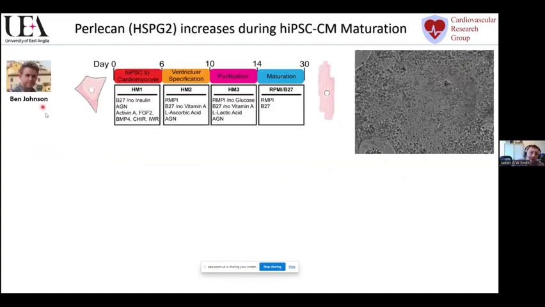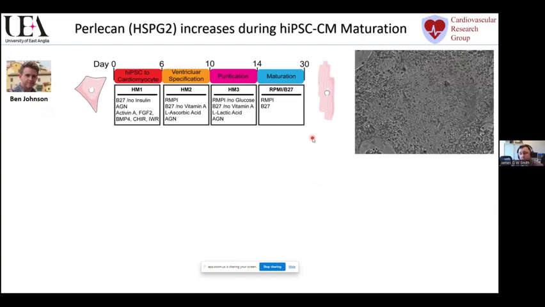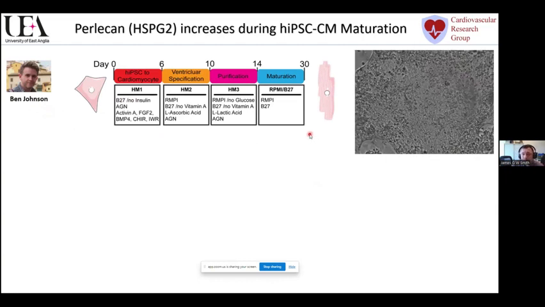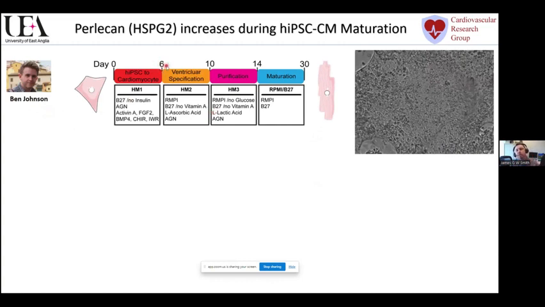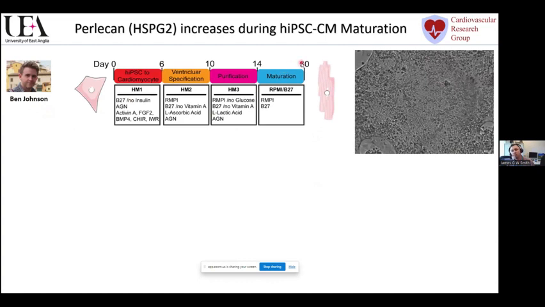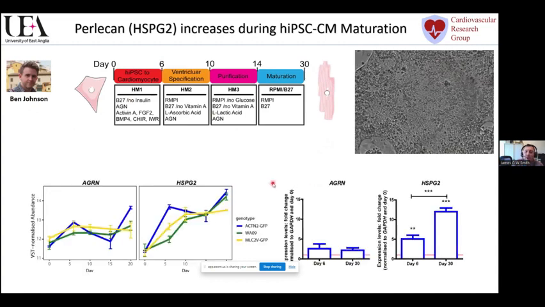So this is work carried out by my PhD student, Ben Johnson, who has graduated now and gone on to a fellowship. And Ben was using a differentiation protocol developed by Andrea Bernardo's group at Imperial College London, which can produce contractile cardiomyocytes after 6 days, but we subject them to a full 30-day protocol, which allows a level of maturation to occur. Obviously not the same level of maturation that would occur in vivo, but a level of maturation occurs.